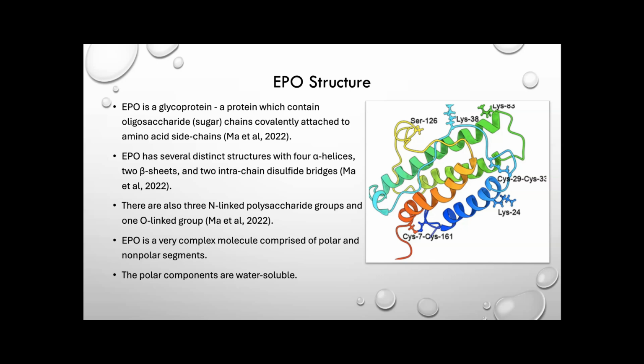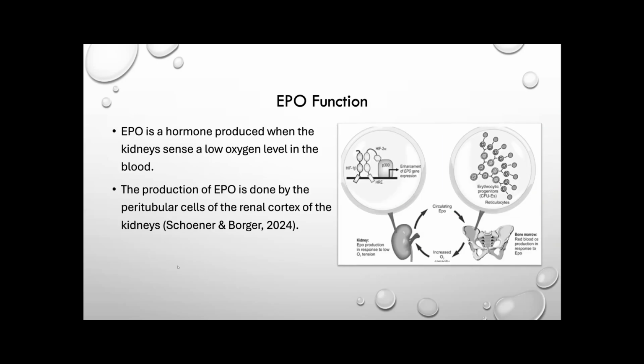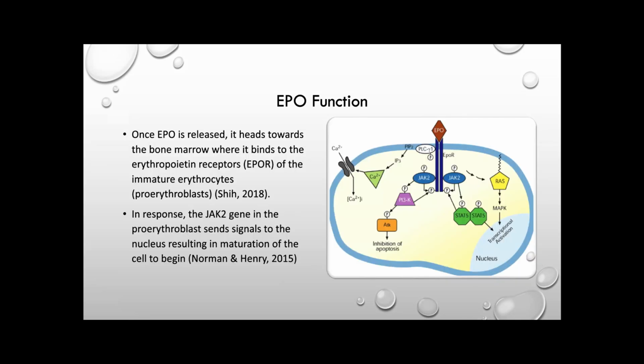EPO is a very complex molecule comprised of polar and nonpolar segments. The polar components are water-soluble. EPO is not lipid-soluble. EPO is a hormone produced when the kidneys sense low oxygen levels in the blood. The production of EPO is done by the peritubular cells in the renal cortex of the kidneys.